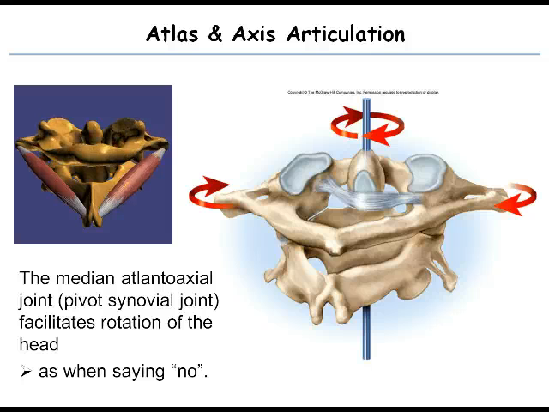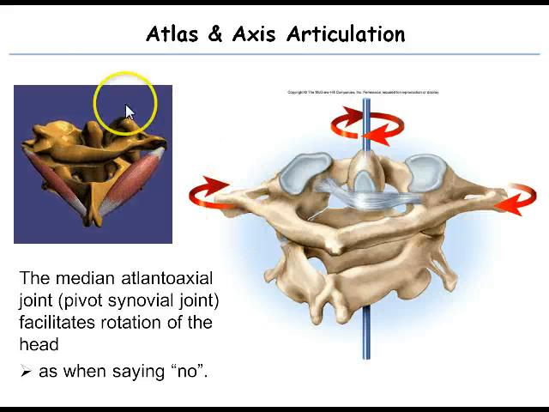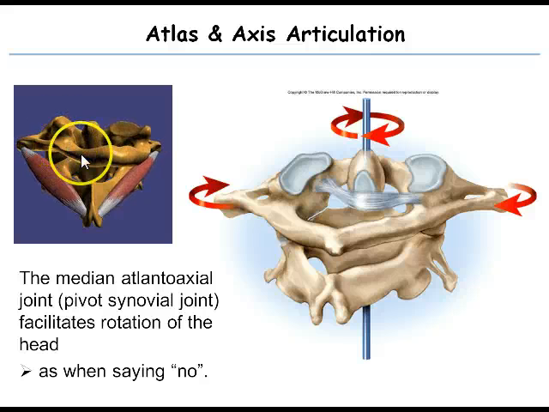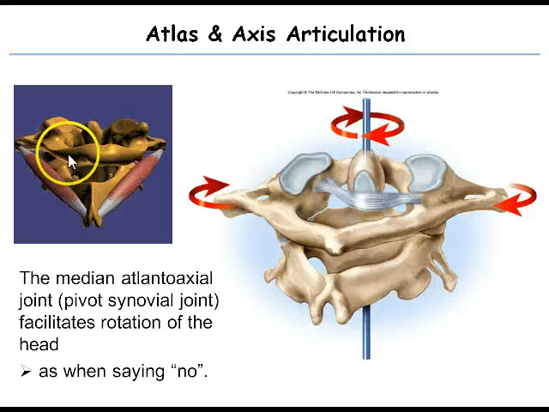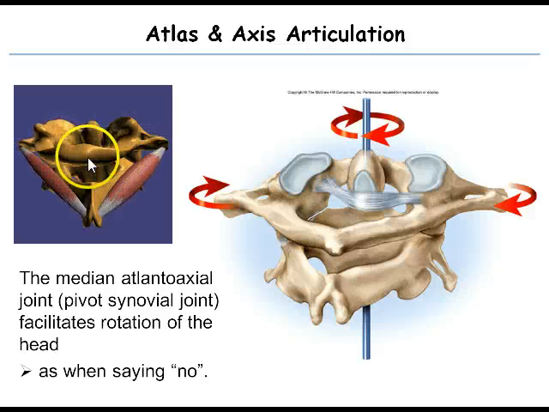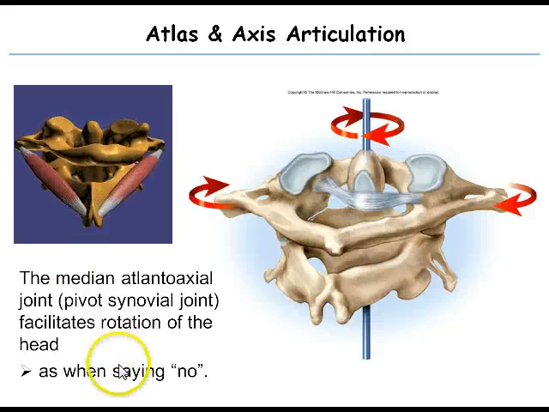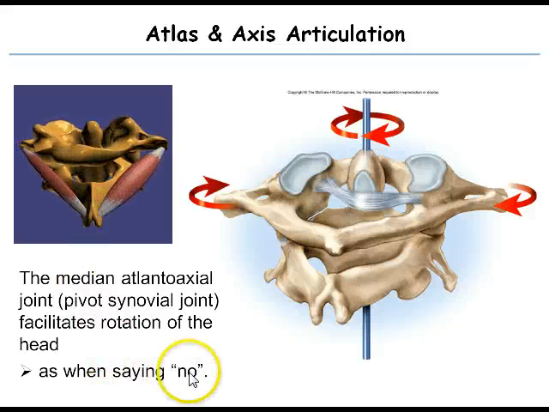Another important joint of the vertebral column is the median atlantoaxial joint. This is a type of pivot synovial joint. We can see it moving here in this animation, where you can see the first cervical vertebra, called the atlas, pivoting or rotating around the second cervical vertebra, called the axis. This movement is when the head is basically saying no and shaking from side to side.